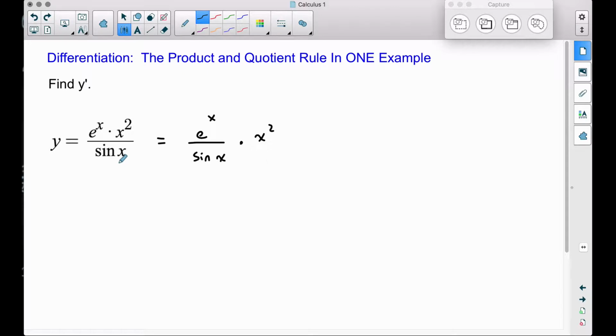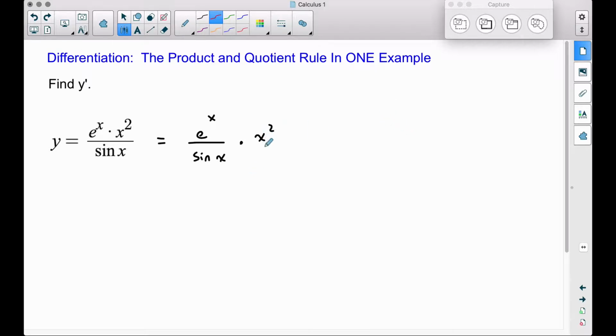So it's the exact same thing, but now I have broken it up into a quotient of a single function over a single function, and then we're multiplying by a single function. Whereas over here we had a function times a function divided by a function, we're breaking it up into pieces that we can work with individually.